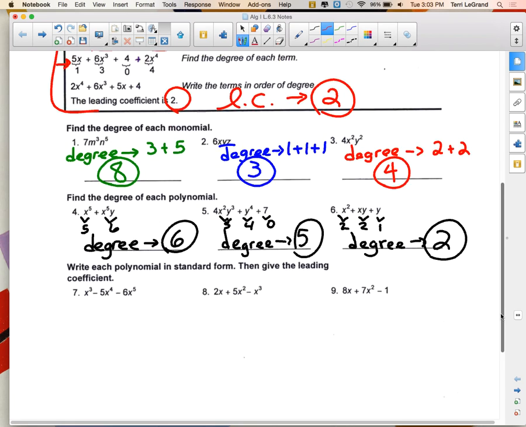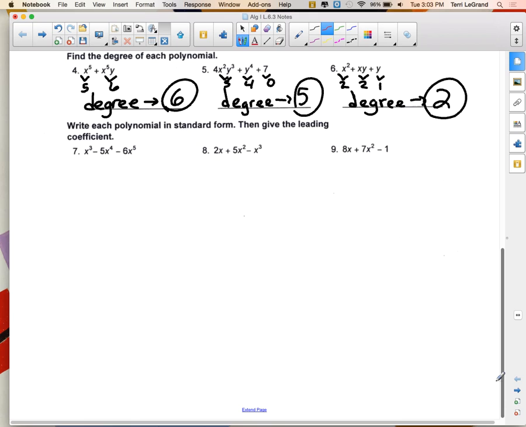Okay, so now let's go do some practicing with that. Number 7. Our first move is to give the degree of each monomial term. Degree of the first term: 3. Degree of the second term: 4. Degree of the last term: 5. Is it in standard form? 3, 4, 5? No. So who wants to name it how it would be? Zach? -6x to the 5th power minus 5x to the 4th power plus x to the 3rd.